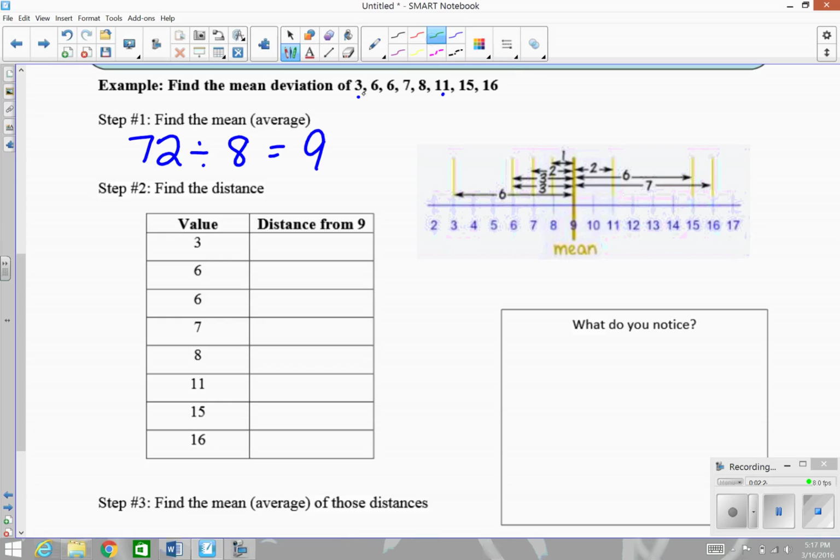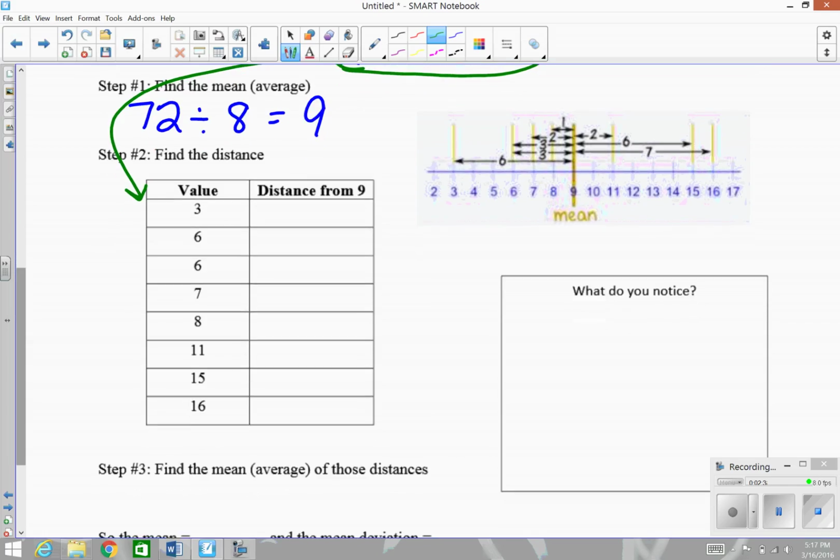And now what we do is we take our list of data, and that goes on this side of our t-chart. That's our values or our numbers. And then what we want to do is figure out the distance from the mean. So how far away from 9 is 3? How many spaces? Well, 3 is 6 spaces away from 9. How many spaces is 6? 3 spaces. And the other 6 will also be 3 spaces away.